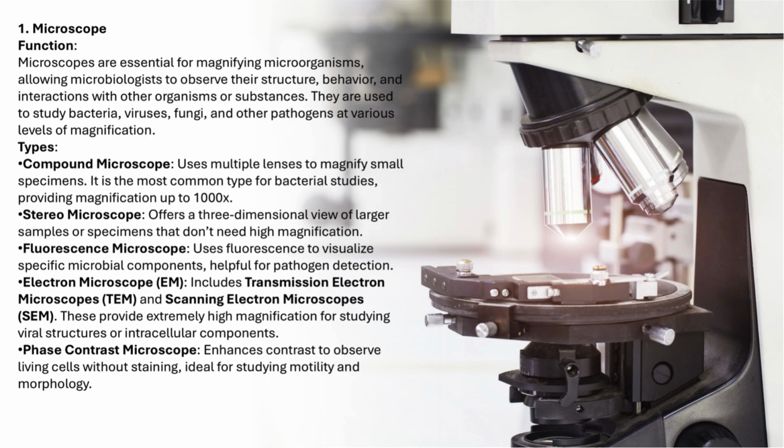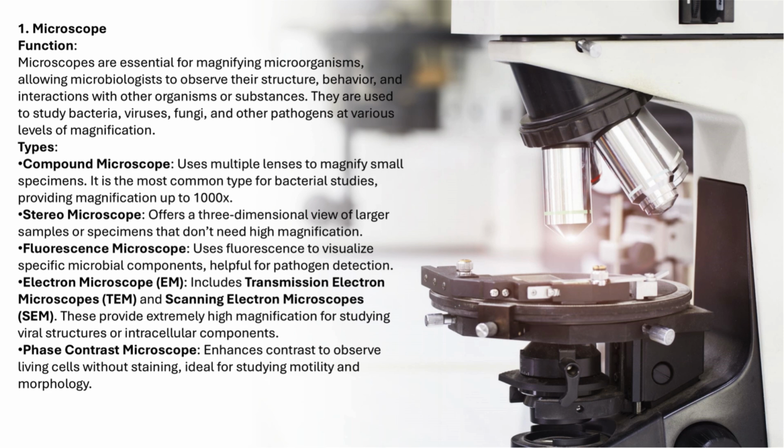Fluorescence microscope. Fluorescence microscopes are used to identify specific components within a sample. These microscopes use fluorescent dyes that glow when exposed to UV light. This is incredibly useful for pathogen detection, as you can highlight specific microbes or structures for easy identification.